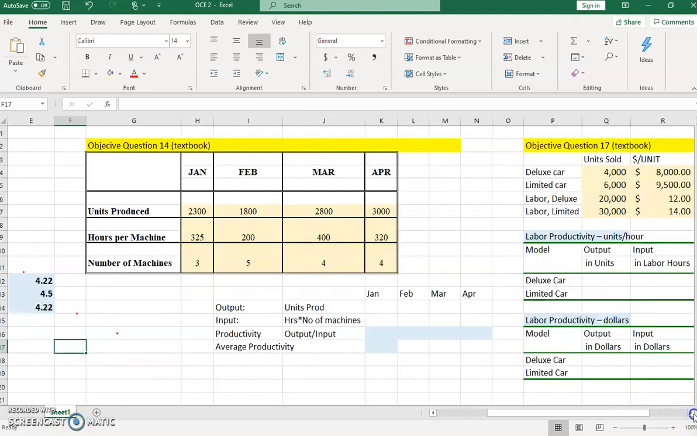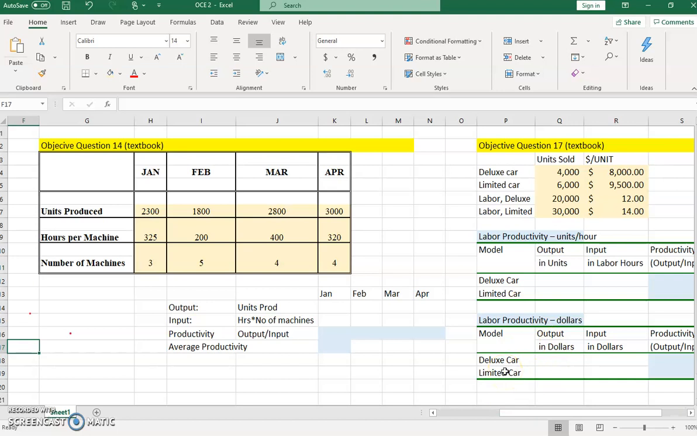Now let's talk about, in the book you have an objective question 14. So here the units produced for January, February, March, and April for a company is given. The hours per machine is also given. The number of machines is given. So my total output for January is going to be equal to H7, and I can copy and paste to bring it to February is 1800, March is 2800, April is 3000.